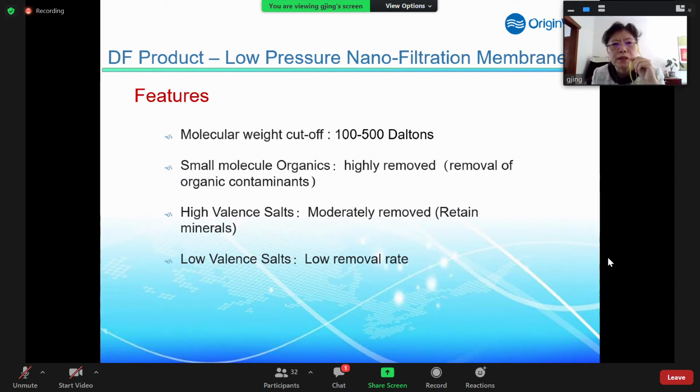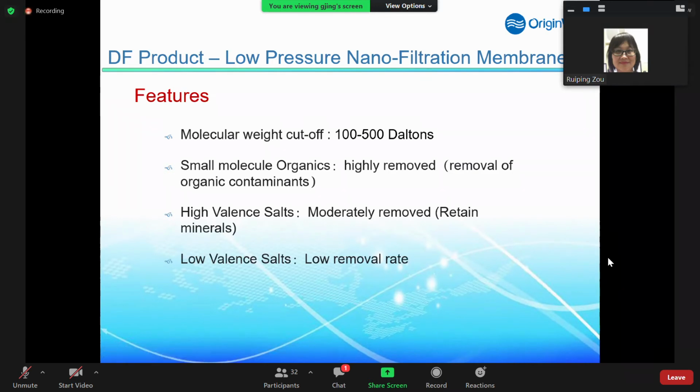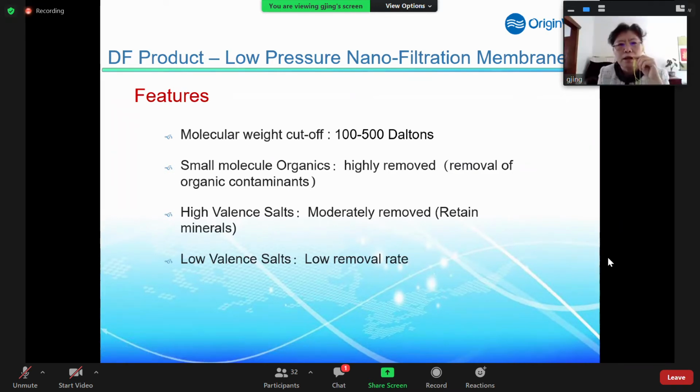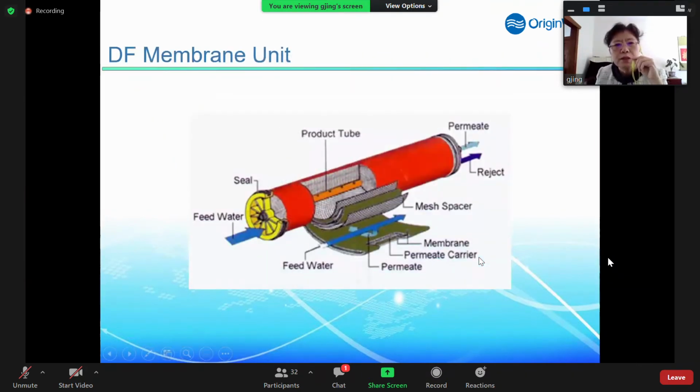For example, we can do different types of nanofiltration. We call them DF products. Those DF products feature a molecular weight cutoff in the range of 100 to 500 Daltons, and they remove small molecules and organics, and can also retain some minerals if we need them for drinking water. Here's what the unit looks like.